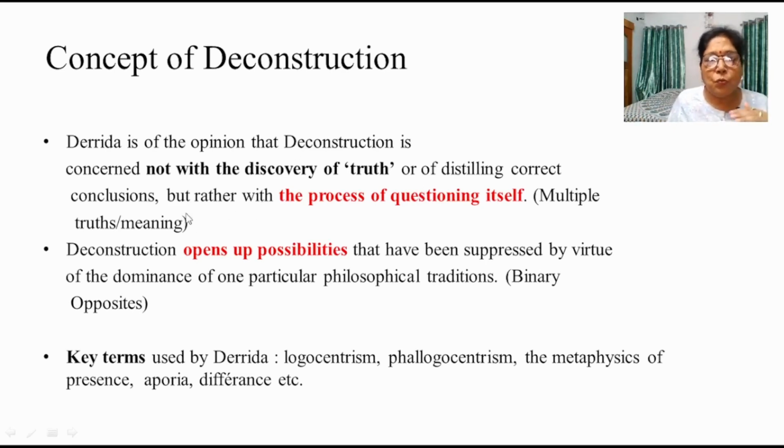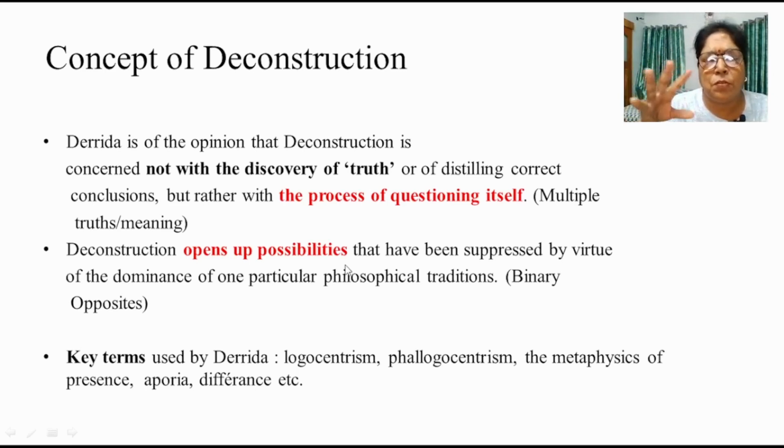We are not trying to draw any conclusion, but we are trying to understand the process of questioning, asking how the thing is in that manner. And everyone is having his own process of questioning, that is why multiple truths may come out from the same text. Deconstruction opens up possibilities that have been suppressed by virtue of the dominance of a particular philosophical tradition, the binary opposites, the tradition which was established by structuralists. So, deconstruction opens up possibilities, it means new meanings would come out which were suppressed by virtue of dominance.